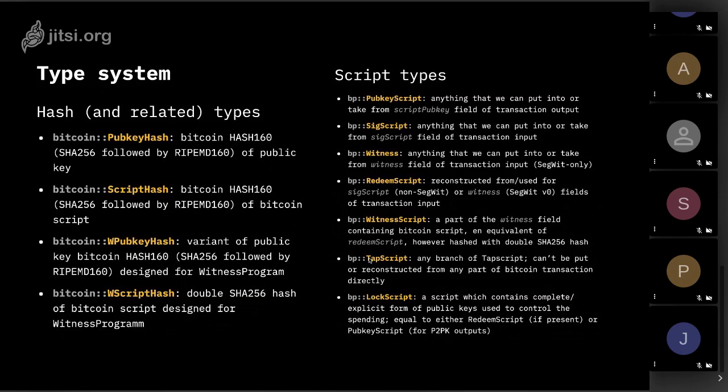Basically, it is a script which we really need for RGB, and it is a version of all the scripts, or a script reconstructed from all this data, which contains complete set of all public keys in their explicit form. And with that script, we can make sure that we really create a deterministic Bitcoin commitment.